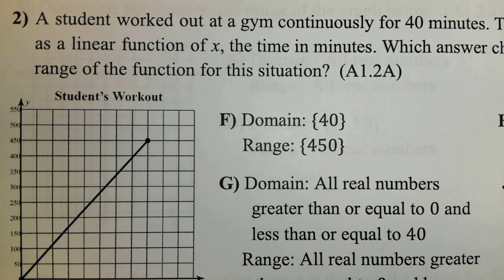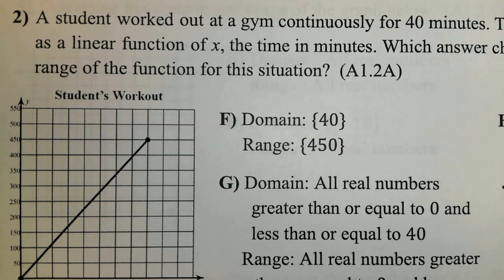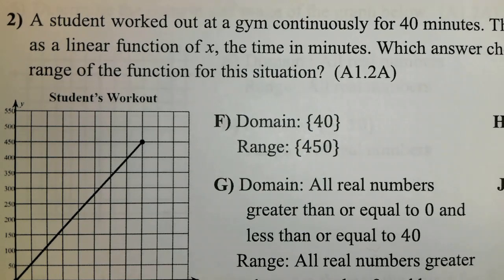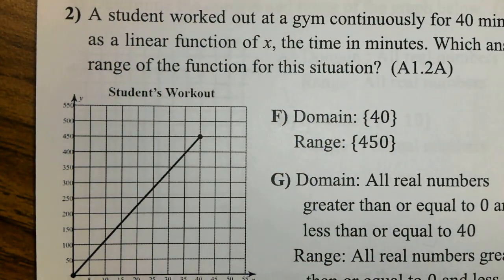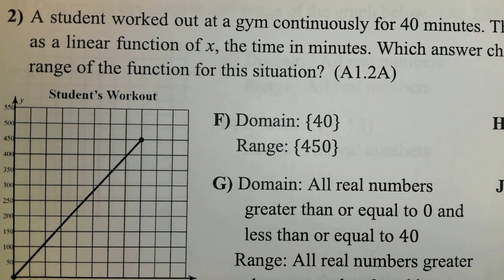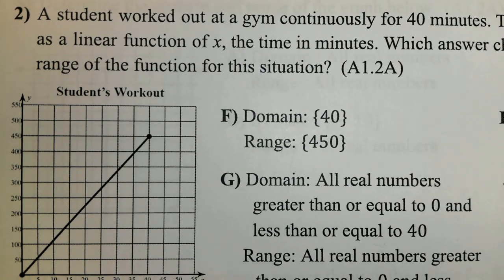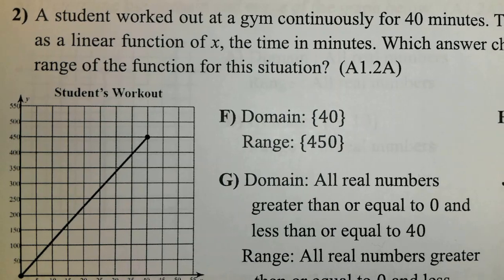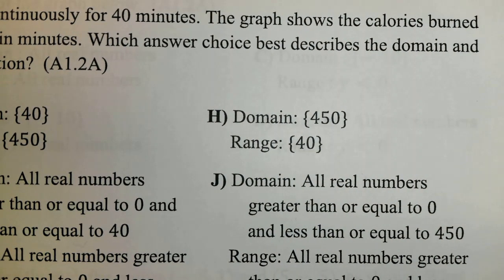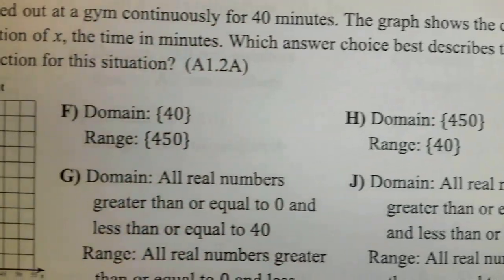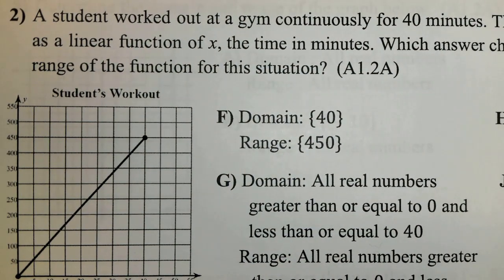All right, number 2. A student worked out at a gym continuously for 40 minutes. The graph shows the calories burned as a linear function of x, the time in minutes. All right, that's great and all. They tell you what the graph shows. You don't really need that part for this question. Because here's the question it asks you. Which answer choice best describes the domain and range of this function for this situation? Okay, so I just want domain and range.